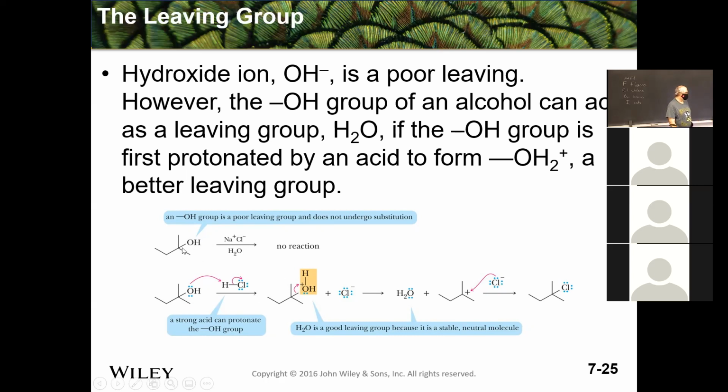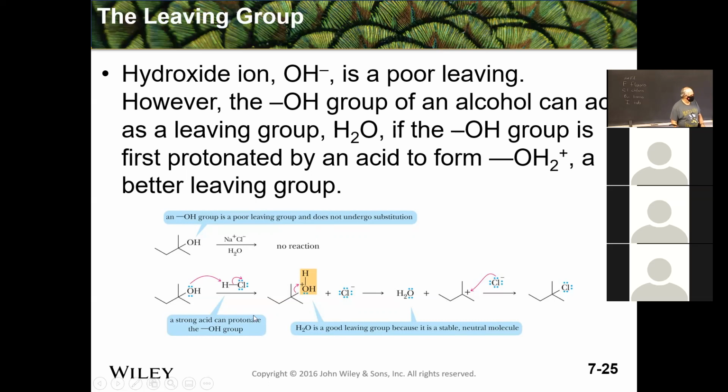Okay, so let's say we're trying to replace this OH with a chlorine. If we do that in sodium chloride and water, nothing will happen. The OH minus is such a poor leaving group that it's not going to be displaced.